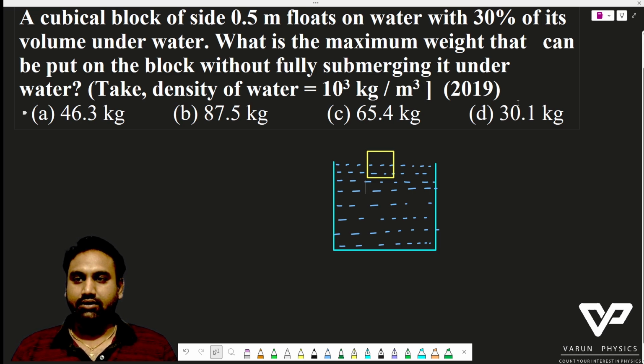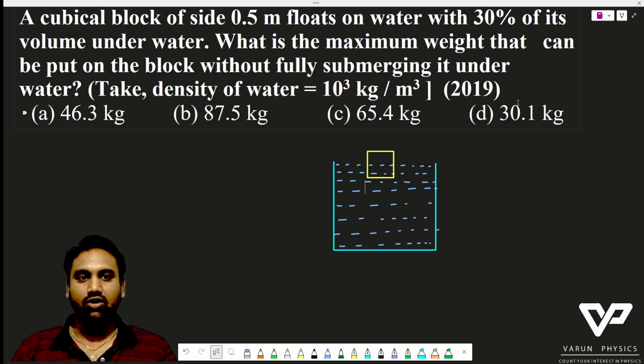Greetings. A cubical block of side 0.5 meter floats on water with 30% of its volume underwater. What is the maximum weight that can be put on the block without fully submerging it under the water?